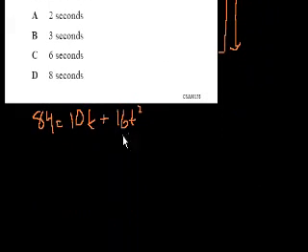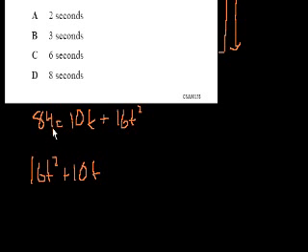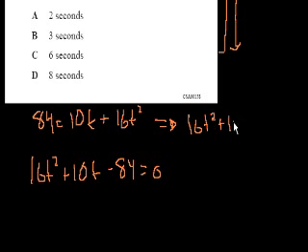So let me put everything on the same side. Let me subtract 84 from both sides, and I'll rearrange a little bit. So you get 16t squared plus 10t minus 84 is equal to 0. All I did is swap the sides, so I made this 16t squared plus 10t equals 84. Then I subtracted 84 from both sides to get this. And now we just have to solve for t.